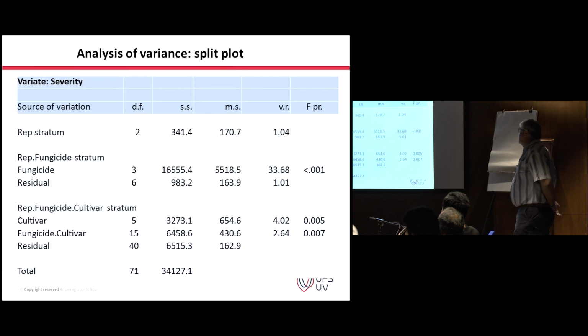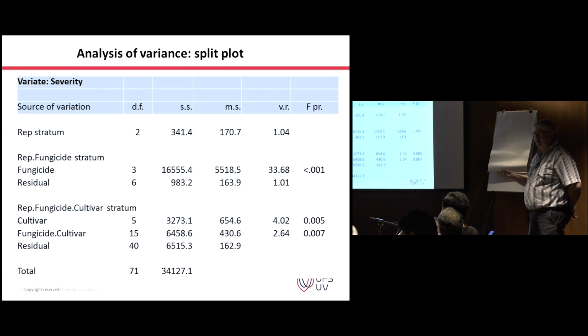I would then do my analysis using a program that takes into account split plot effects. And what the program essentially does, it throws out two analyses of variance in one, if I can put it that way. So what you have here, because the fungicide was the main effect, you've got the fungicide trial there.